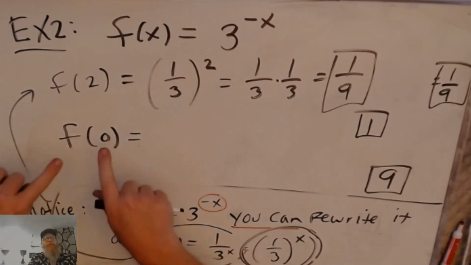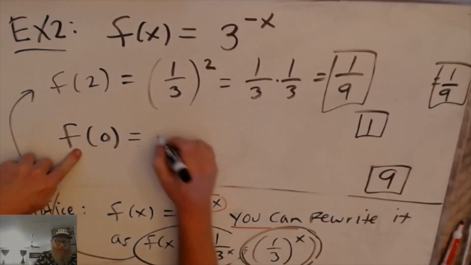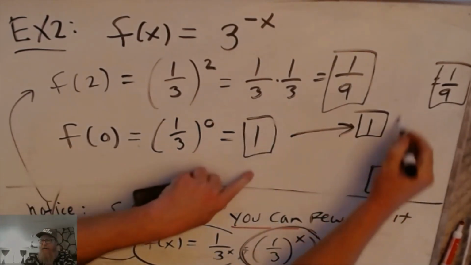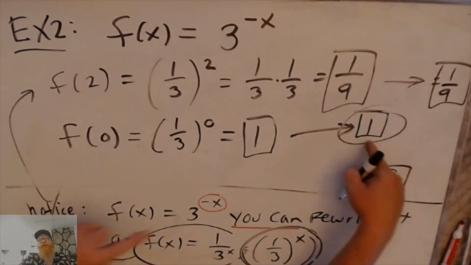So I'm going to redo all of these. So now we have f of 0, which is 1/3 to the 0. Well, there you go. There's another free answer. You still get the same answer. You're still going to get 1.